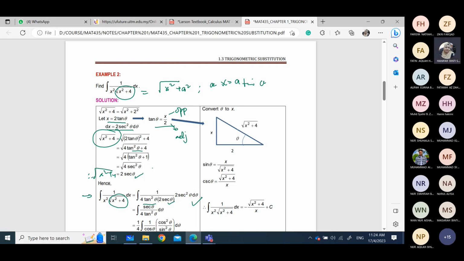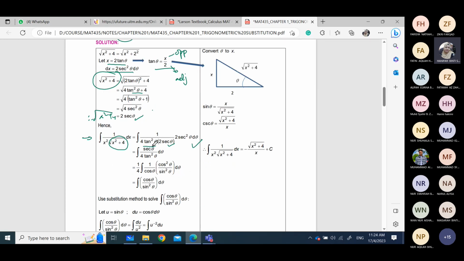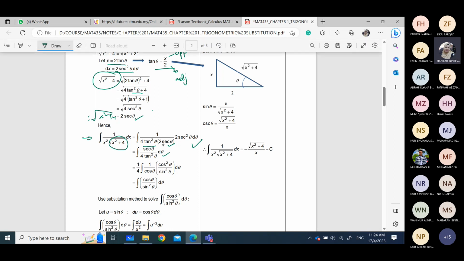So now we have, after simplify, the integral of secant theta over 4 tangent squared theta d theta. Okay, so for this part, untuk bahagian integral ni, you can use trigonometric integral, which is a previous topic yang kita dah belajar. Kalau ada yang boleh substitute, then you can substitute. So in this example, secant theta and tangent theta, we make it in terms of sine and cosine.